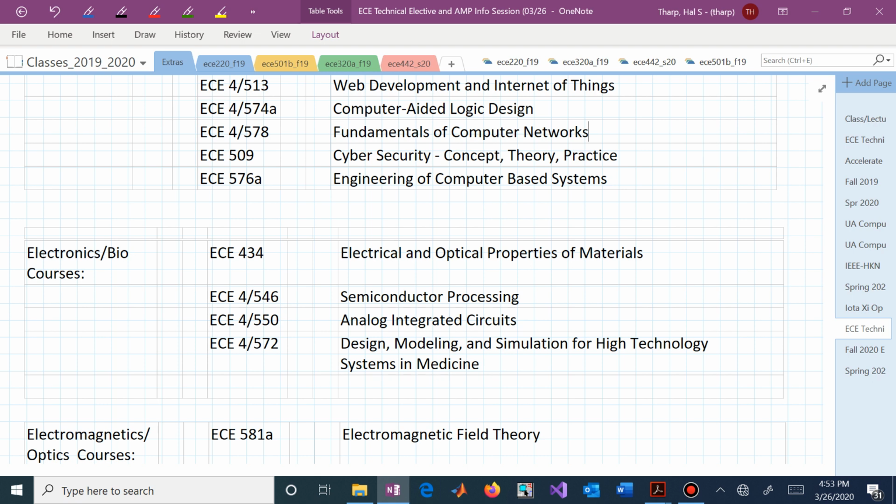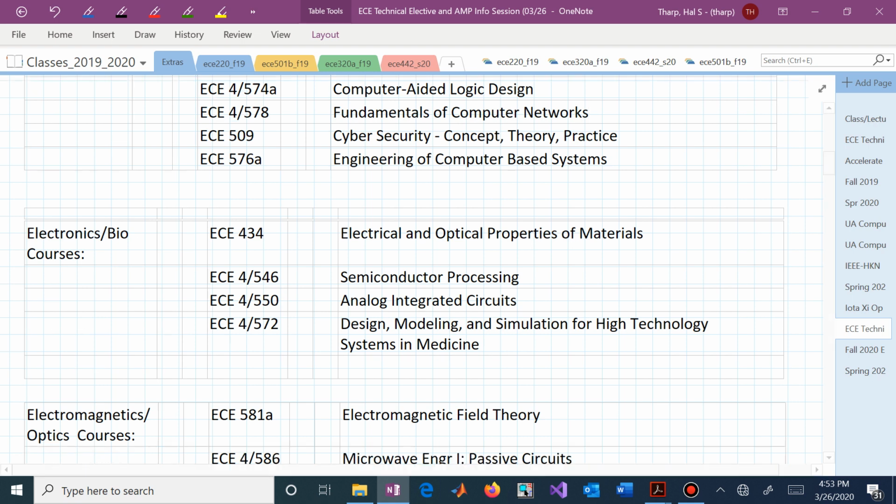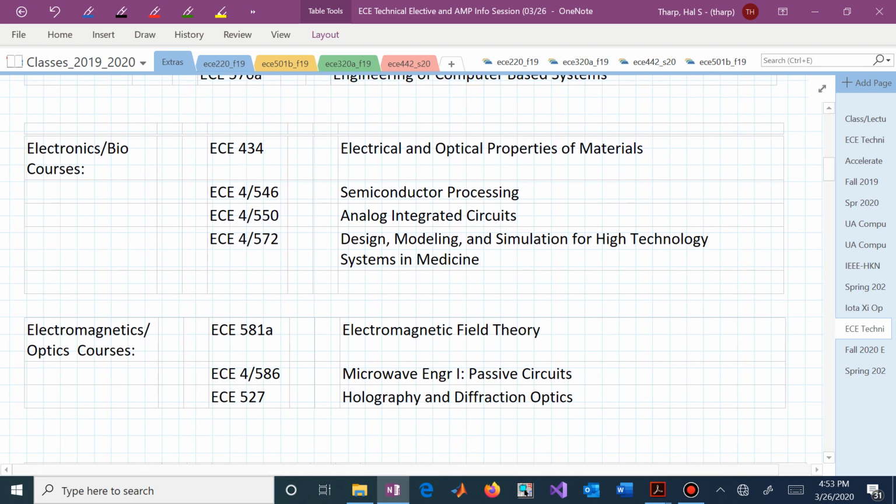That class requires at the 400 level that you be an honors student, but if you are, you can take that to satisfy one of your technical elective requirements. In the electromagnetics area, there's 581A. If you liked 381A, this is a logical extension of that. This obviously, though, is a graduate level class.